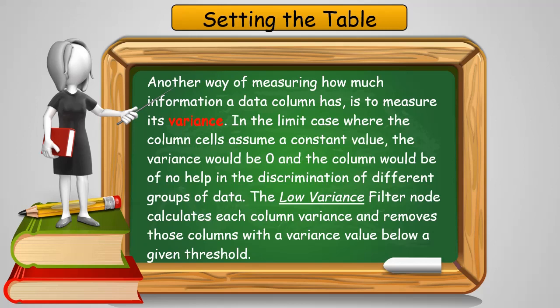So we use the low variance filter node to calculate each column's variance and remove those columns below a given threshold. And much like you saw with missing values, what is that threshold? Well, we're going to provide the exact same example. This time we're going to use a low variance threshold instead.